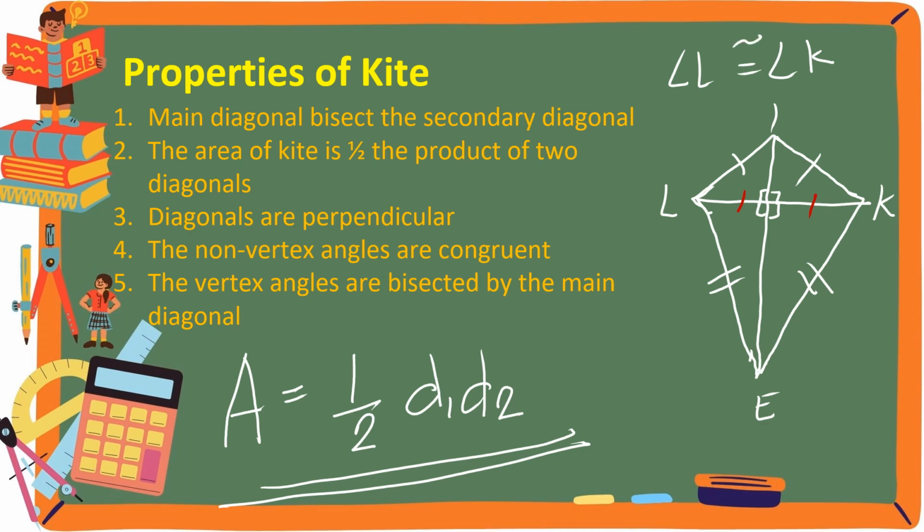Pero yung vertex angle ay binabisect ng main diagonal. So, let's say yung angle I natin ay 100. Ito ay 50 degrees. So, those are the special properties of our parallelogram, trapezoid, and kite. So, puntahan natin yung mga examples na nasa ating learner's pocket.